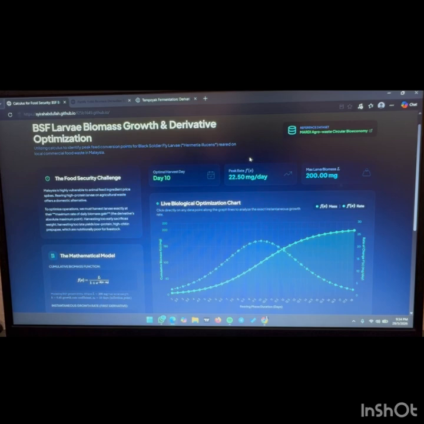Next, I will explain the summary of the chosen bioscience problem. Malaysia faces food security challenges because animal feed ingredients become more expensive. Therefore, researchers are studying black soldier fly larva as an alternative sustainable protein source. This larva can convert food waste into high protein biomass efficiently.